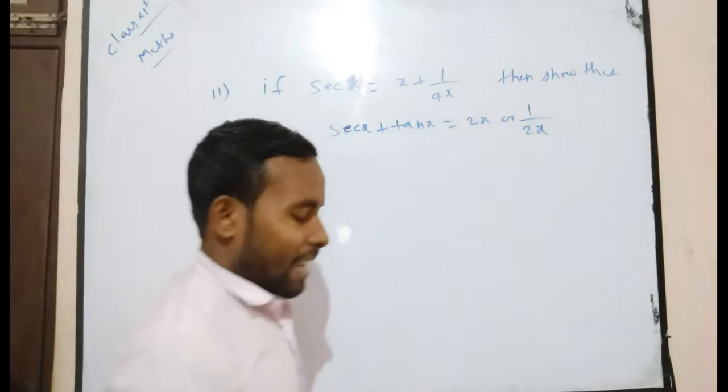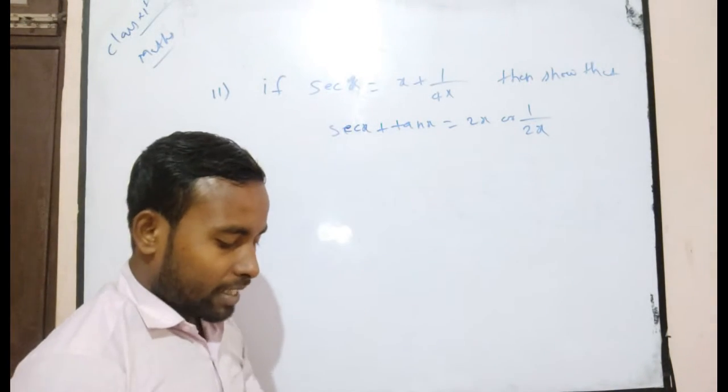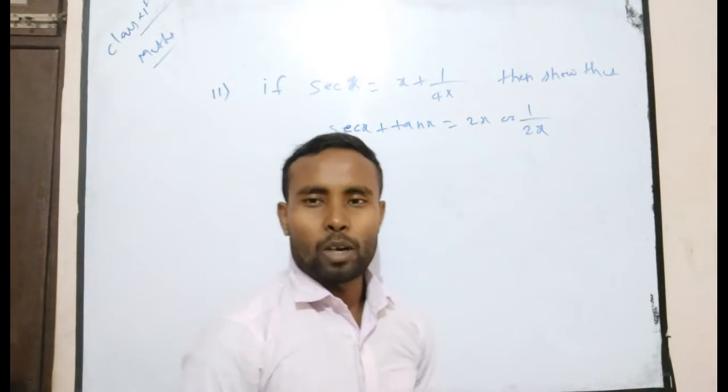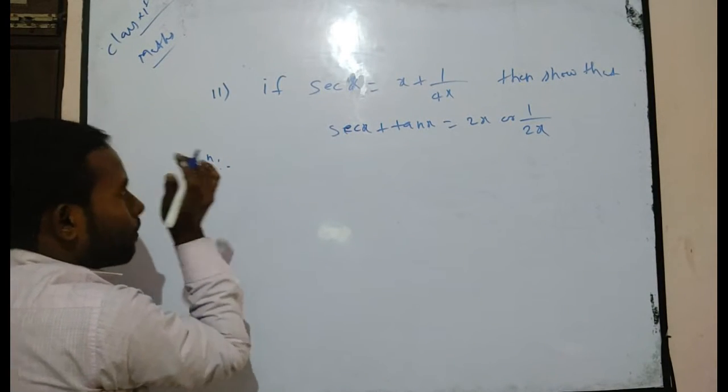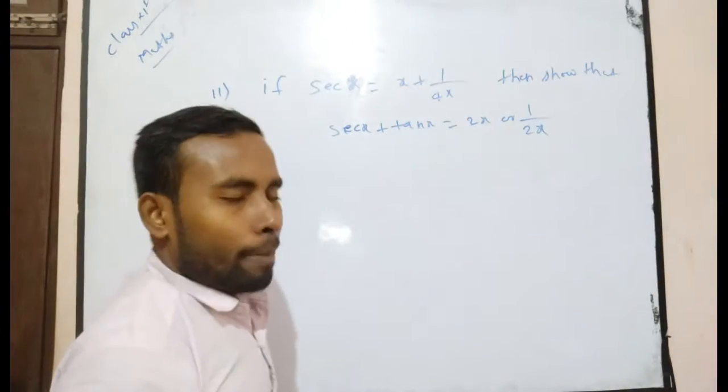So you have to prove that the value of sec x plus tan x will be either 2x or 1 upon 2x. Now you have to solve. There also you can solve this problem by two processes.